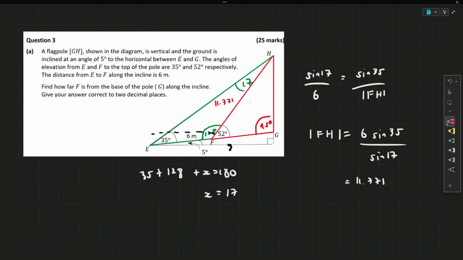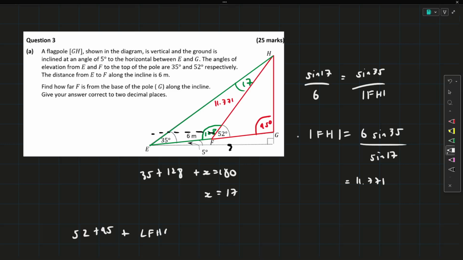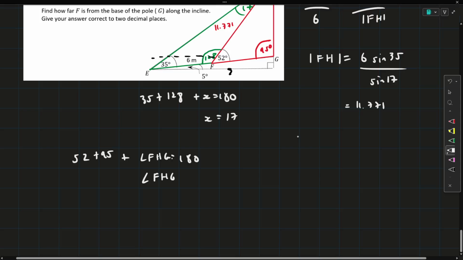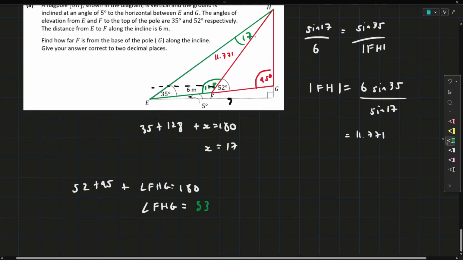Now, in order to find FG, we need the angle opposite FG, which is this angle up here. You can do a similar trick where we know the angles add to 180. So 52 plus 95 plus the angle FHG is equal to 180. Then you can figure out that angle FHG just has to be equal to 33 when you do it out. So this angle up here is going to be 33. Now we can use the sine rule.